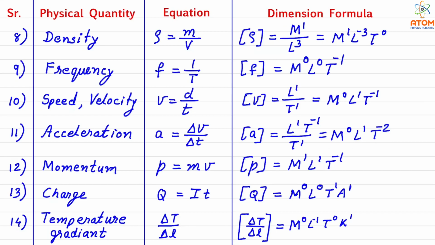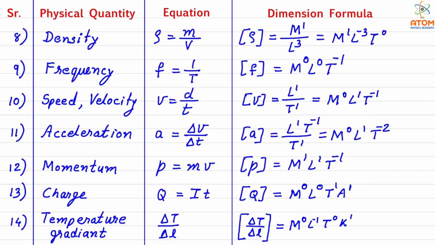Then for momentum, the equation is mv, momentum p is equal to mass into velocity. So for mass it is M1, and for velocity we already know it is L1 T raised to minus 1. So as a whole this becomes M1 L1 T raised to minus 1.